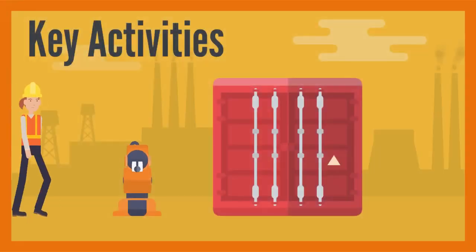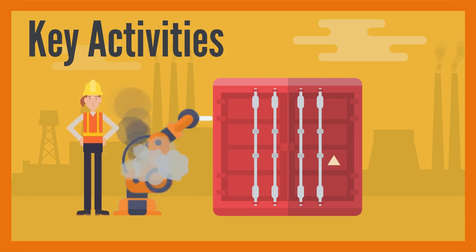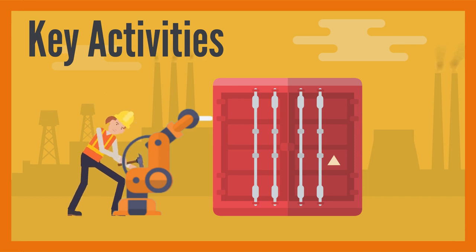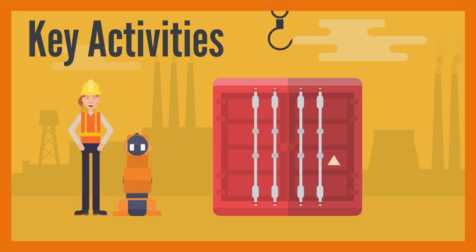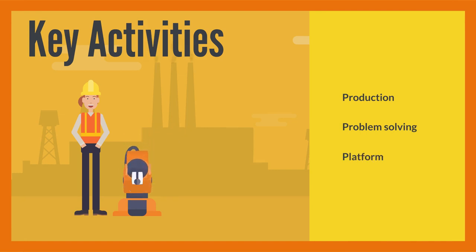The key activities block then describes those things that you need to do to be successful in delivering your value proposition. This could be producing a product that meets certain standards or quality, or in providing a service that removes a pain or problem on behalf of your customer. The third type of activity is in providing a space where other vendors and customers can exchange products or services, such as an online marketplace.